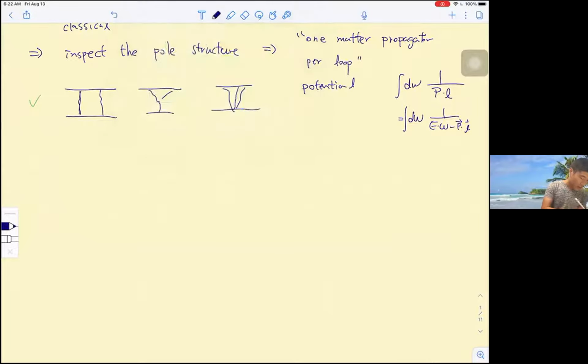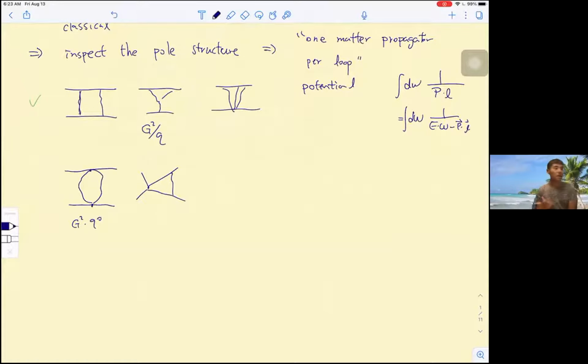Let me give you another example. By Q counting, we expect this bubble diagram doesn't contribute, because this one, for example, scales as G squared over Q, and this one scales as G squared Q to the 0. And likewise for a diagram like this. But there are other types of diagrams that look classical or sometimes even iteration, but in the end actually don't contribute. For example, this type of self-energy diagram.